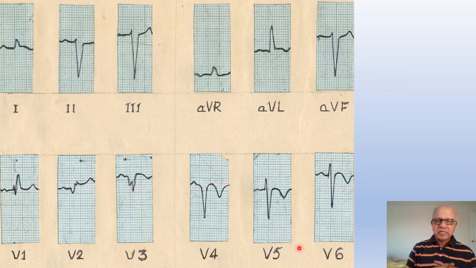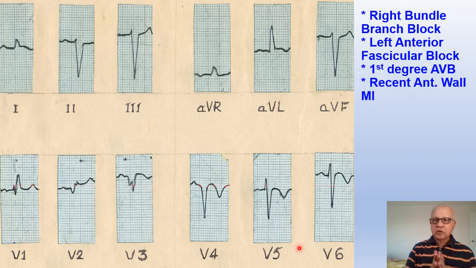Now previously, right bundle branch block with left anterior hemiblock, which is already bifascicular block, along with first degree AV block, was called a trifascicular disease. But now we are not calling it so, because the first degree AV block is at the AV node, whereas the bundle branch blocks are lower down, right? So we don't call it a trifascicular block anymore.